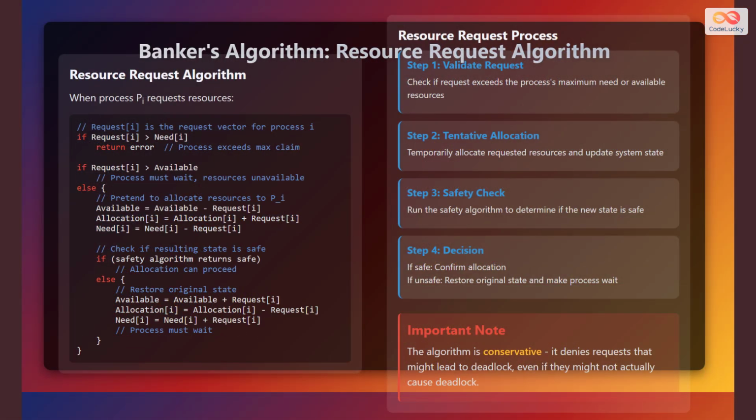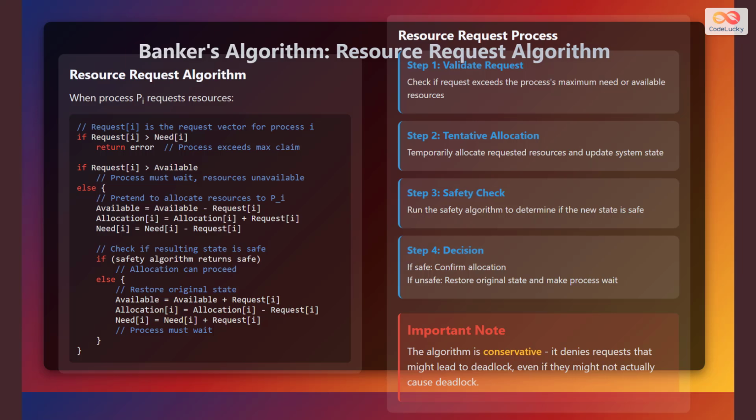Let's now discuss the resource request algorithm. When process P sub i requests resources, denoted as request sub i, we follow these steps. First, if request sub i is greater than need sub i, return an error because the process exceeds its maximum claim. Second, if request sub i is greater than available, the process must wait as resources are unavailable. Otherwise, we proceed with a tentative allocation.